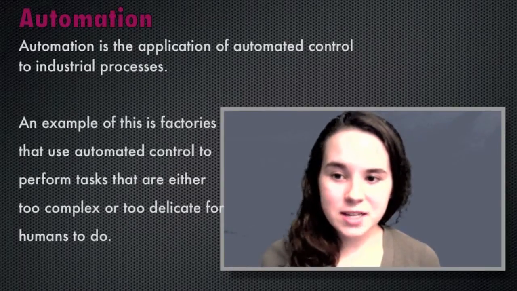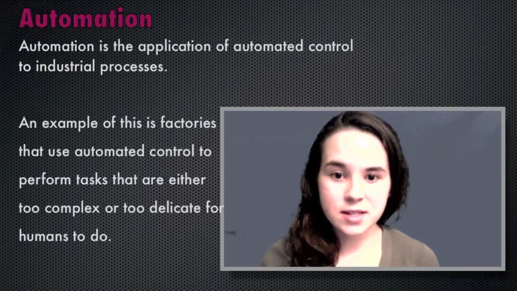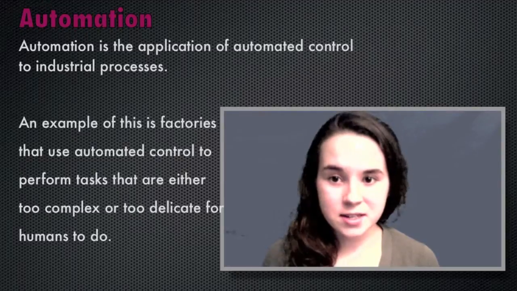Finally, let's look at automation. Automation is the application of automated control to industrial processes. An example of this is factories that use automation control to perform tasks that are either too complex or too delicate for humans to do.